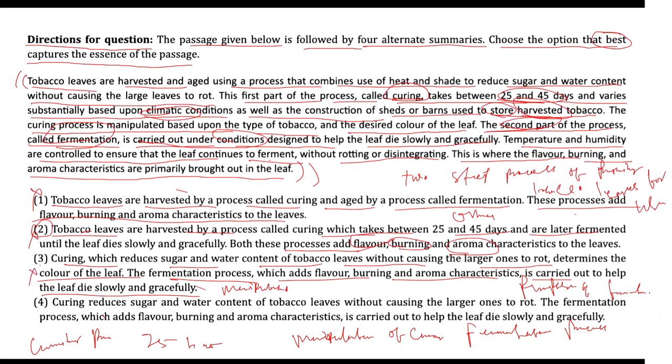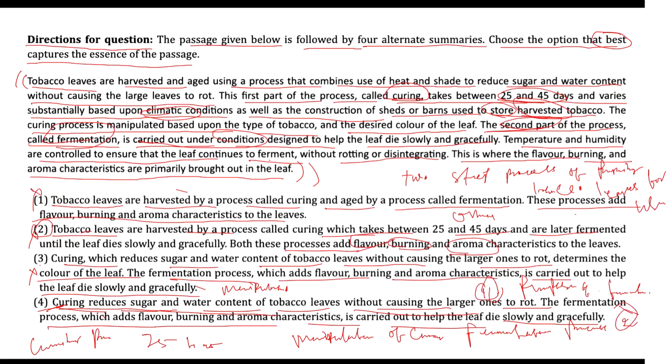Option 4, obviously the last option, provides the correct summary, which points out that curing reduces sugar and water content of tobacco leaves without causing the larger ones to rot. The fermentation process, which adds flavor, burning, and aroma characteristics, is carried out to help the leaf die slowly and gracefully. Now you find that the first part is given, and this is the first part. This is the first part, and this is the second part, isn't it?